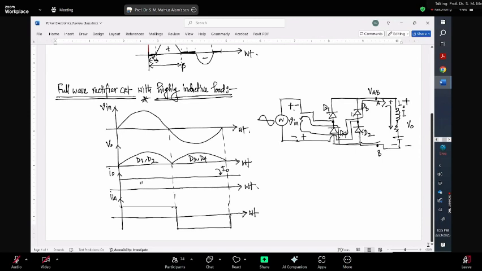Now, if you have a current like this, that is DC for a certain period and it reverses its direction, but still it is DC, that thing is problematic because if you do a Fourier analysis of this waveform, you will find that there is a lot of higher frequency harmonics present here.